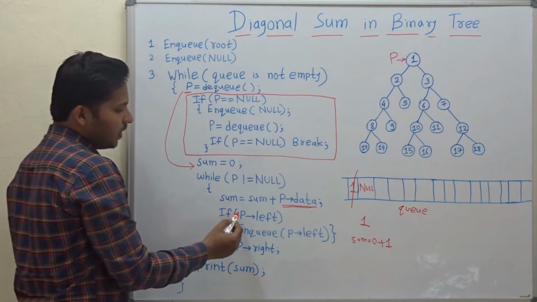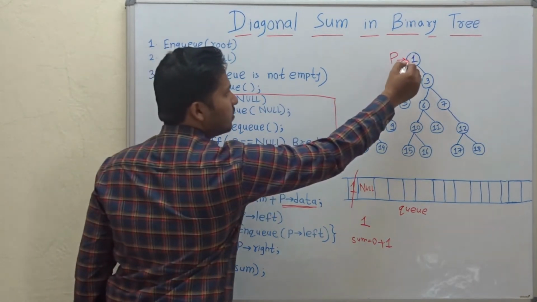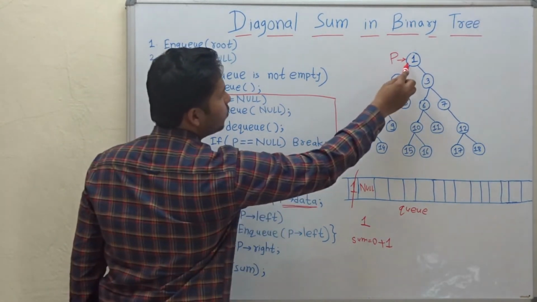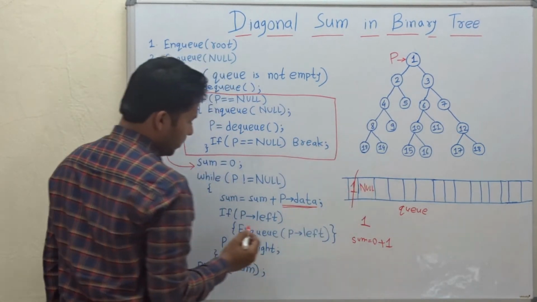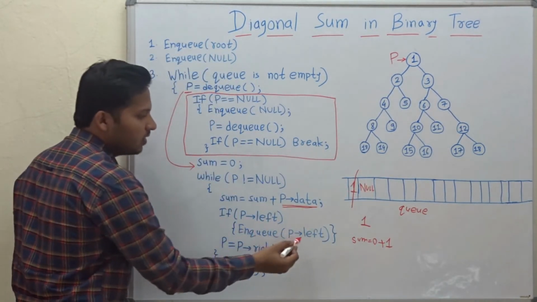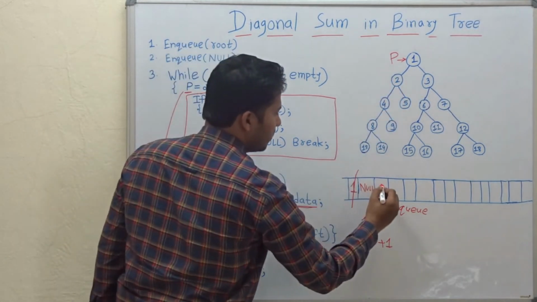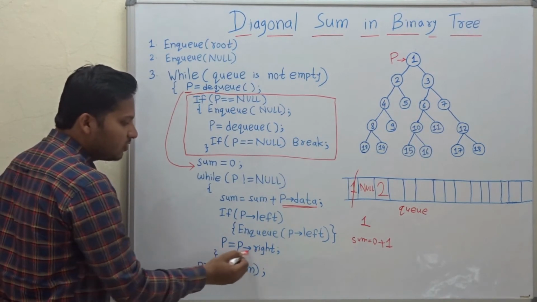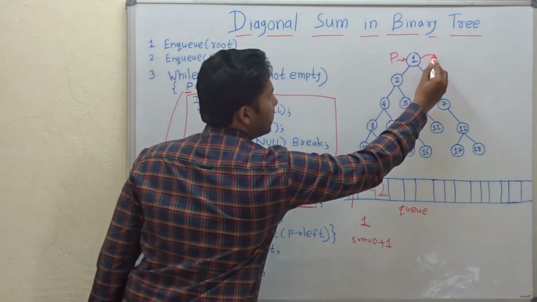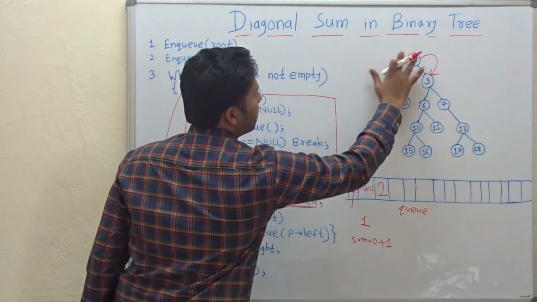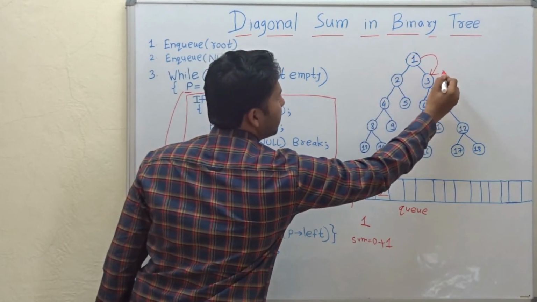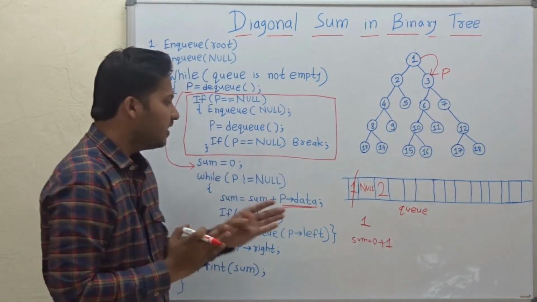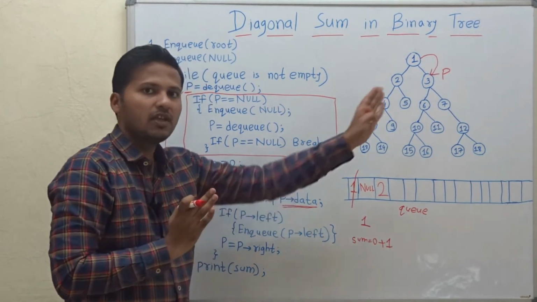So we have added 1 to the sum. Now, if that node, means if this root contains the left child, then we have to enqueue this left child. So if P points left, then enqueue that left child. So we enqueue that left child, and then we go to the right node of P. So we jump to the right node of P. Now P will point to the right node. Now I will tell you the summary of this algorithm, and then we will perform the steps directly.